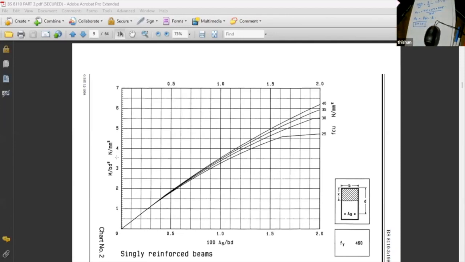For the Eurocode, it's better to use Eurocode charts rather than the BS charts, because BS charts are based on 460 steel, and then you are losing a little bit. You can optimize more by going for 500 steel charts. Any other question, Bandhavar?